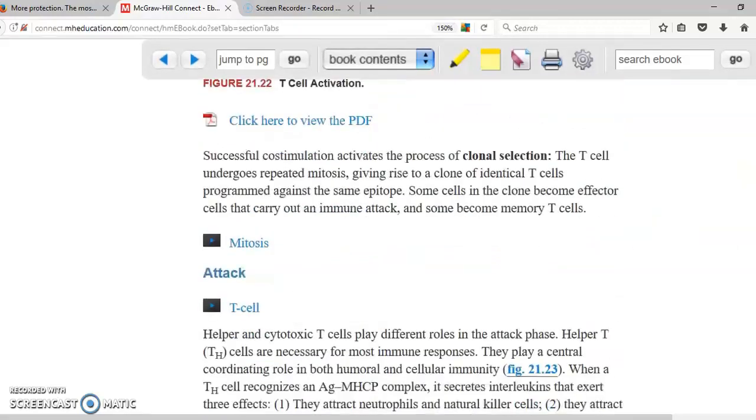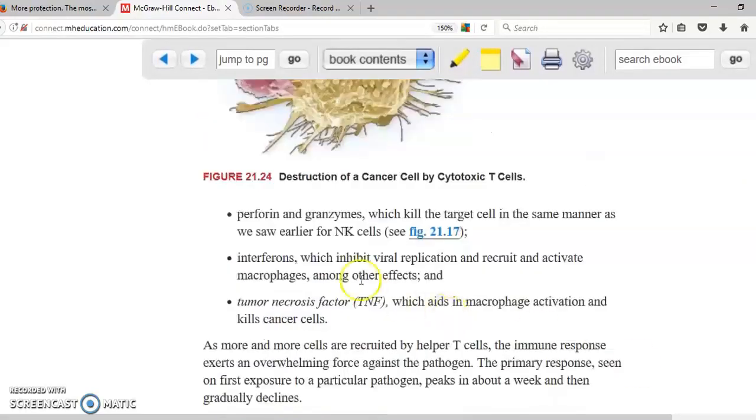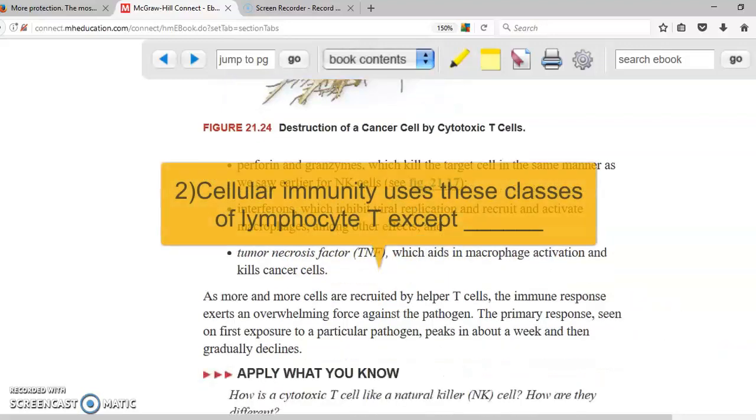And then we're going to have attack. You have here some of the chemicals that are going to be used by the cytotoxic cells in order to destroy microorganisms. It's going to use a lot of enzymes in order to destroy it. Interferons stop viral replication in cells that are being infected with viruses. And the tumor necrosis factor, which is very important in order to destroy cancer cells.